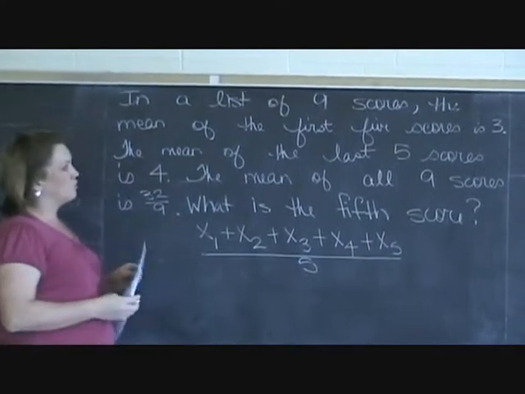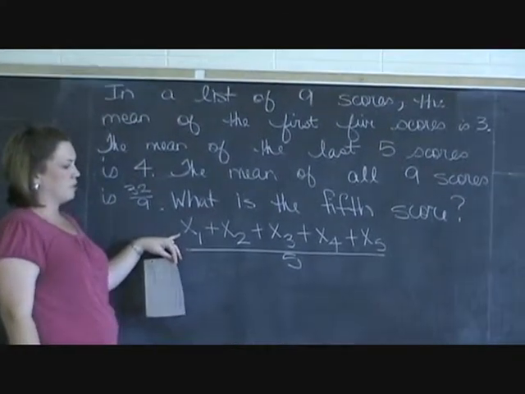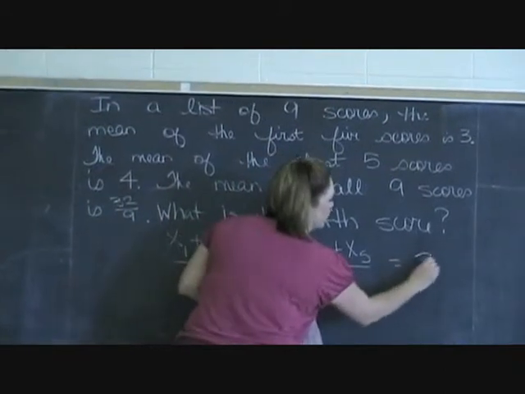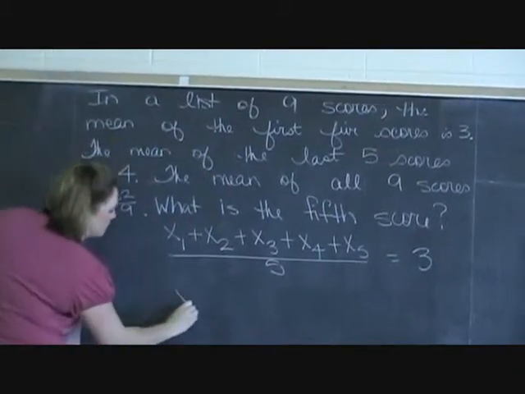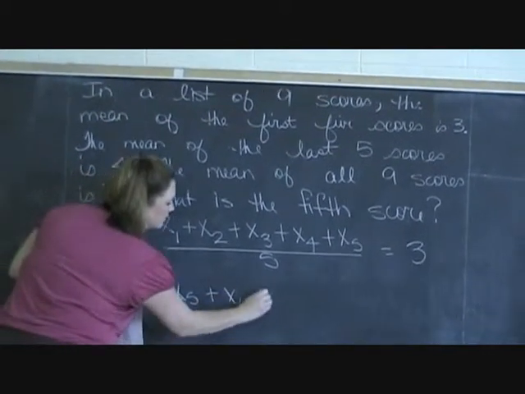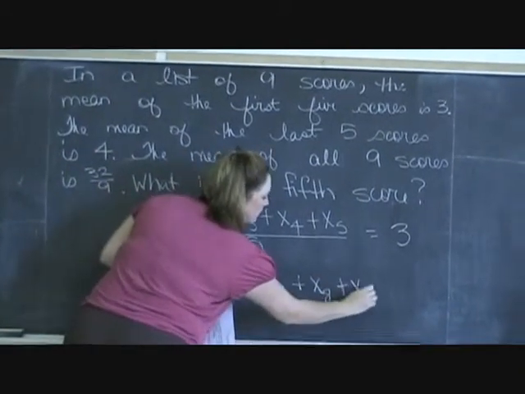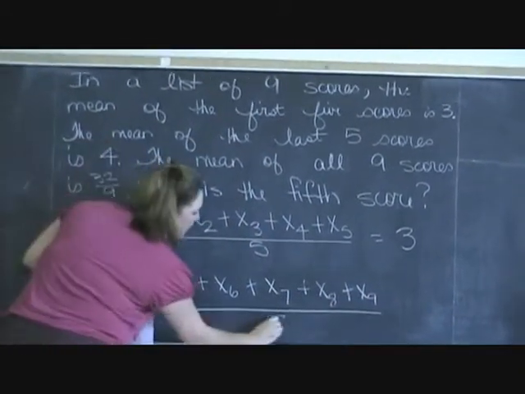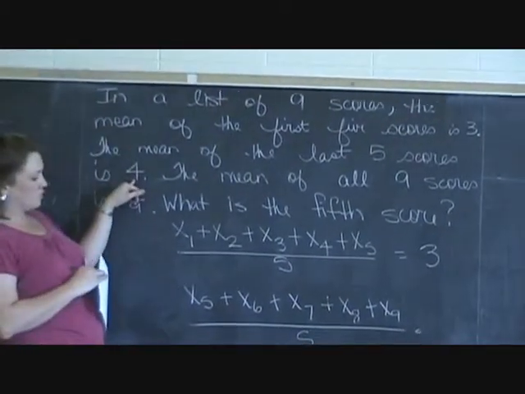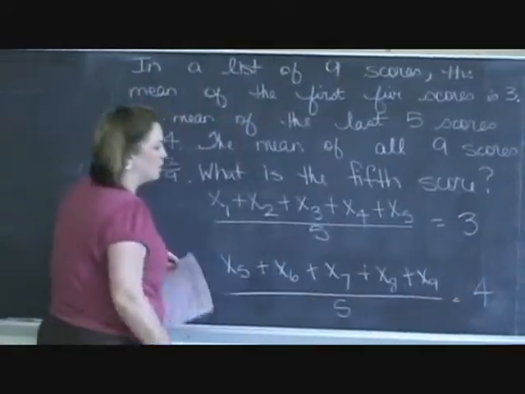Since the mean of the first 5 scores is 3, then x1 plus x2 plus x3 plus x4 plus x5 divided by 5 is 3. Likewise, the mean of the last 5 scores, x5 plus x6 plus x7 plus x8 plus x9 divided by 5, is 4. So add those 5 scores together, divide by 5, you get 4.